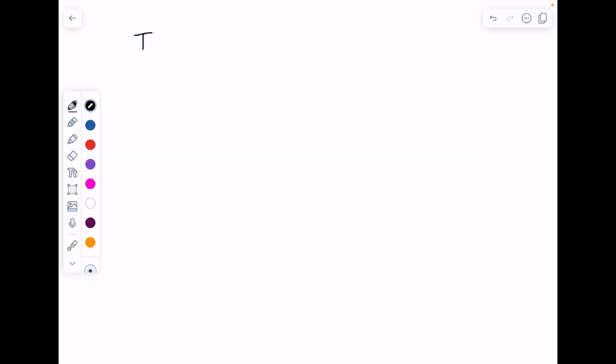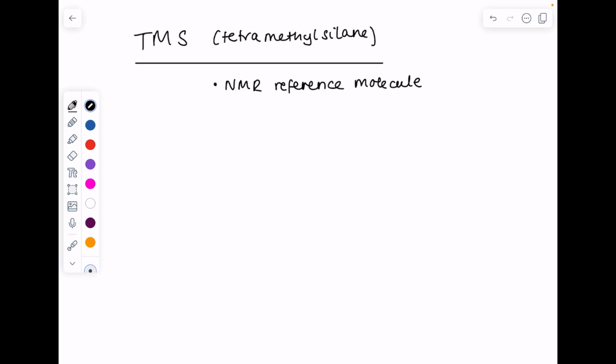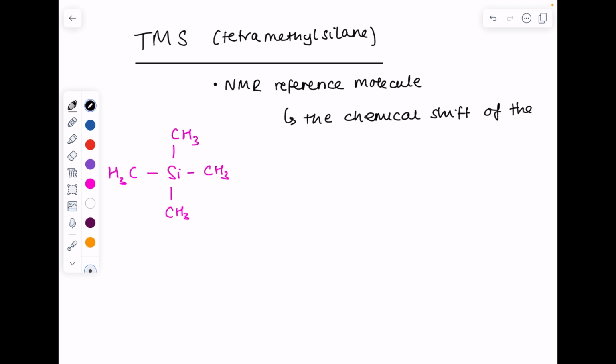So what is TMS? Well, it stands for tetramethylsilane, and this is our NMR reference molecule. So every other compound we look at is basically compared to TMS. What is the structure of TMS? What we're going to do is compare the chemical shift of other compounds with TMS. And so, by definition, the chemical shift of the carbons and hydrogens in TMS is 0.